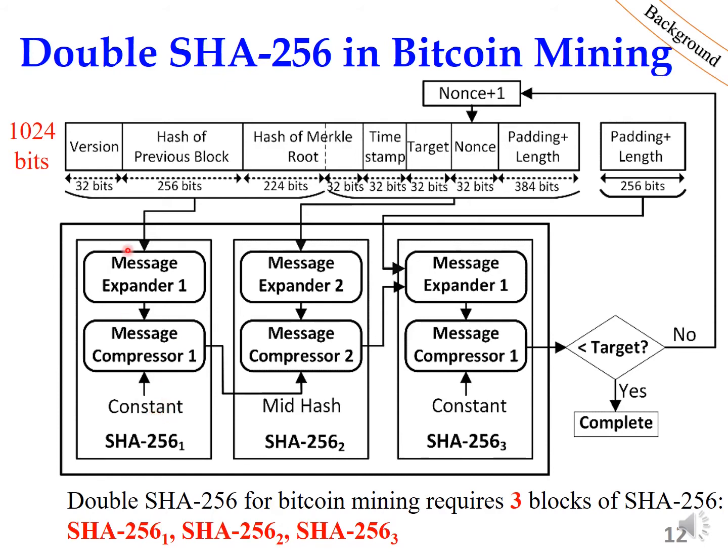Input of the Double SHA is the 1024-bit header. And the first SHA circuit computes the hash for the first 512 bits of input data. And the next SHA circuit computes the hash for the last 512 bits of input. And the final SHA circuit computes the double SHA for the previous result. And you see inside each SHA circuit, there are 2 processes we call the message expander and message compressor.